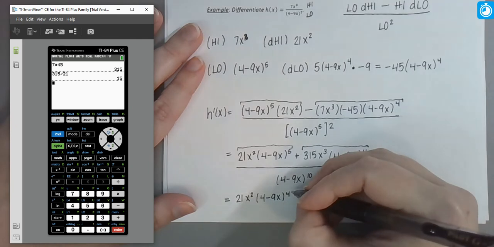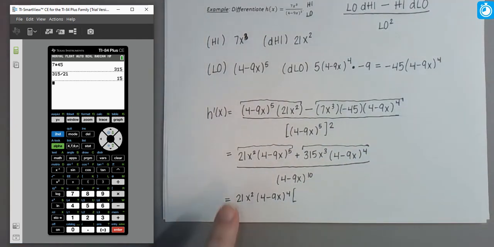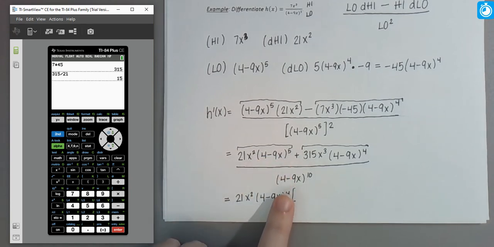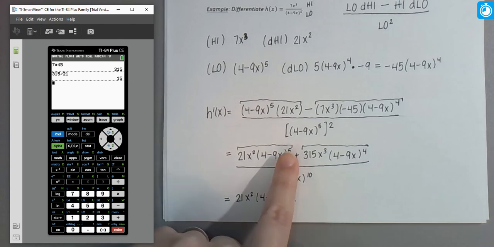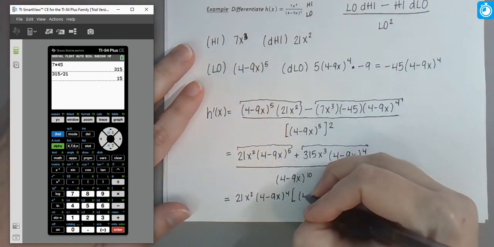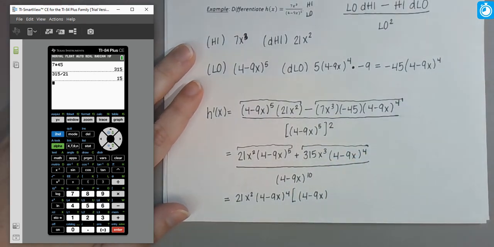Now here in some ways is the hard part. What are we left with? Make sure we don't lose anything. So from our first term, we factored out the 21, we factored out the x squared, and we factored out (4 minus 9x) 4 times. Well, we started with 5 of them. That means we have 1 of them left. So we have a single (4 minus 9x) left.